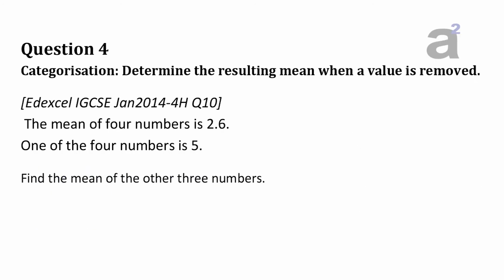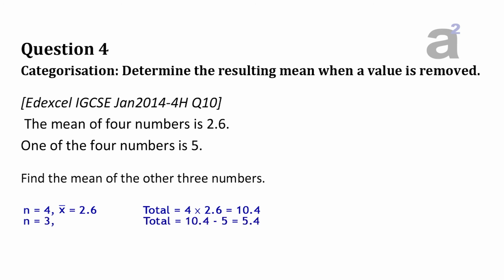Next, the mean of 4 numbers is 2.6. One of the 4 numbers is 5. Find the mean of the other 3 numbers. So if the mean of 4 numbers is 2.6, the total will be 4 times 2.6, which is 10.4. Then 10.4 minus 5, which is 1 number, is 5.4. So the other 3 numbers, the sum will be 5.4. Their mean will be 5.4 divided by 3, which is 1.8.